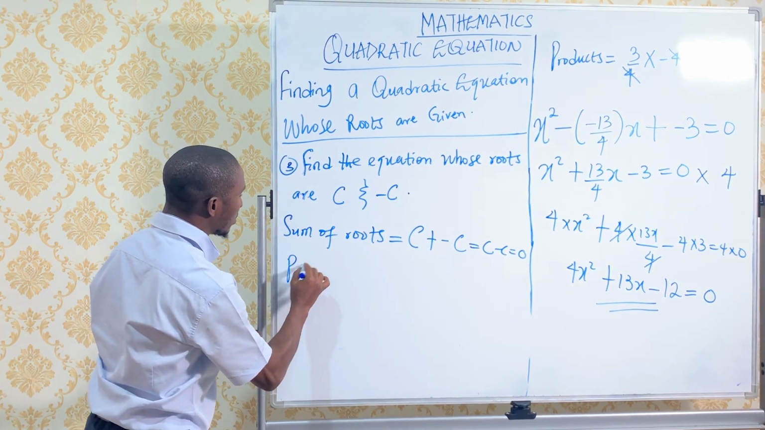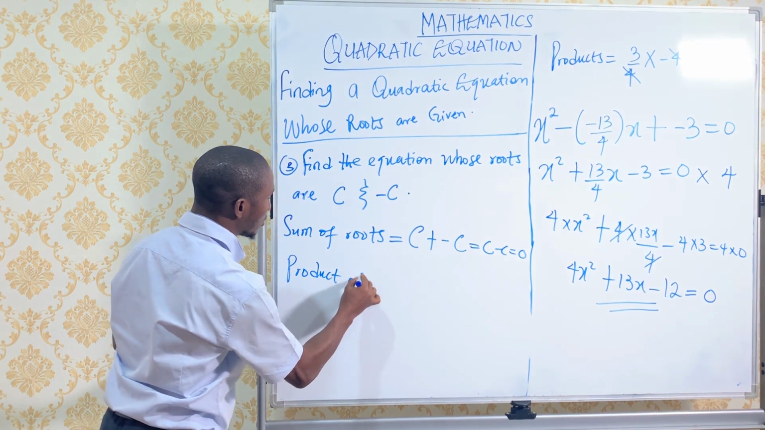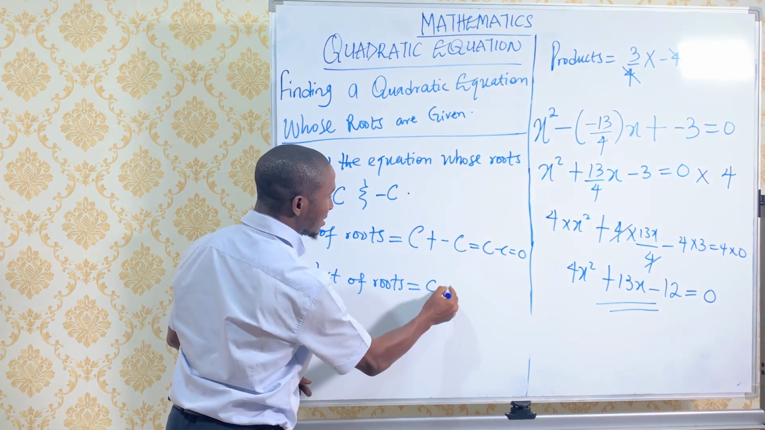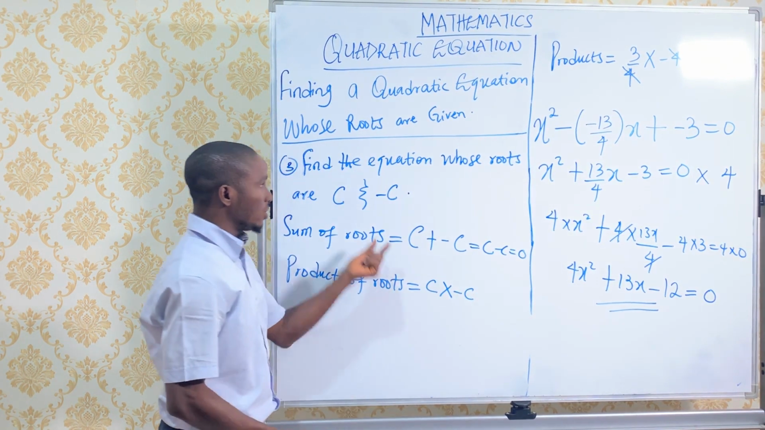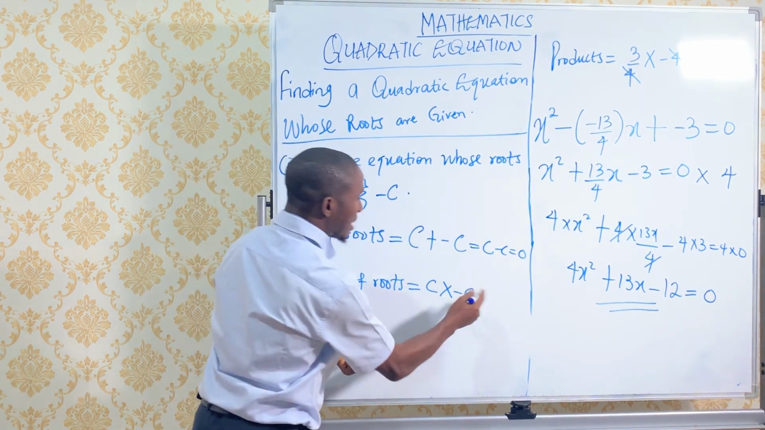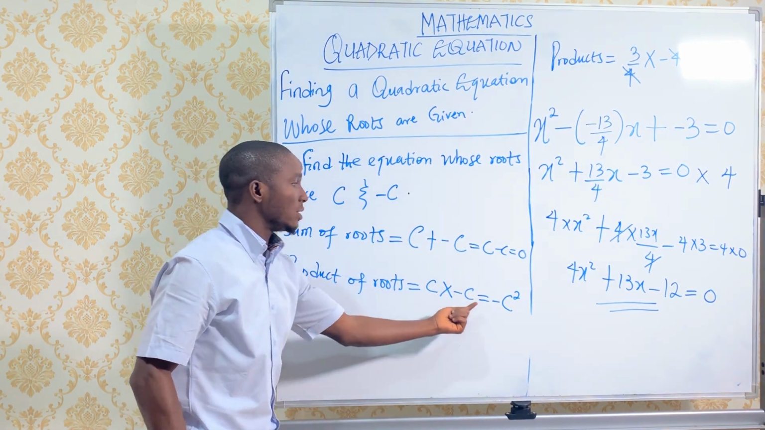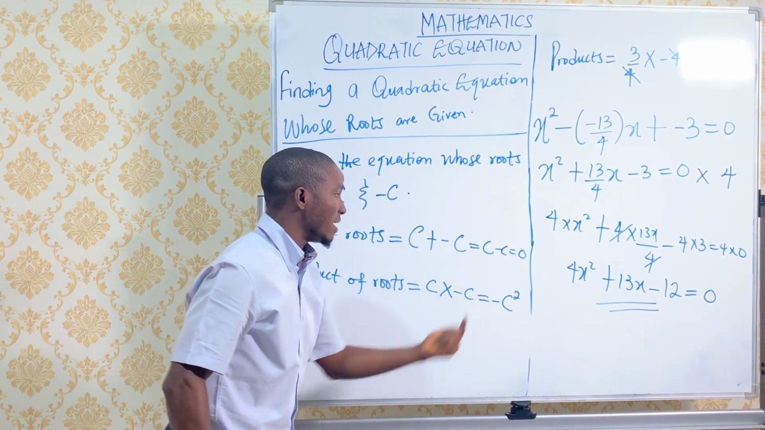Now, we can look at the product of the roots. The product of the roots is c times minus c, because the two roots are c and minus c. By the time you multiply this, you will get minus c squared.